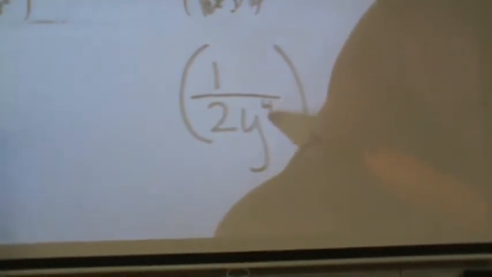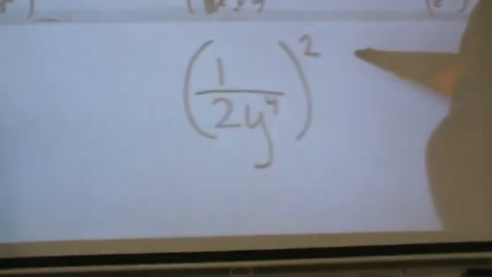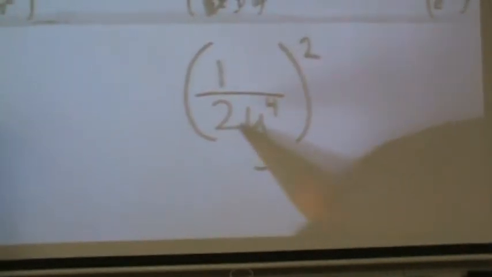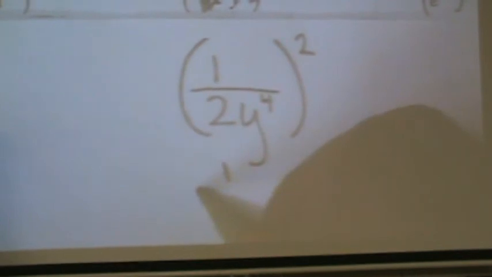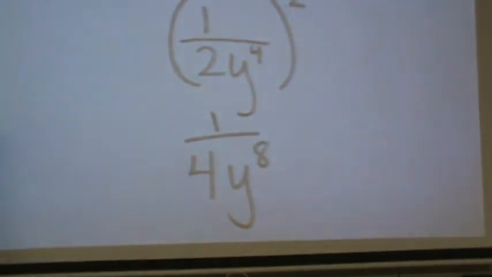And what about the y's? You're going to bring this one down, you flip that. What does it become? Can you do it in your head? Y to the 4. Yeah, you got it. So now we're going to square these 3. What is 1 times 1? 1. What's 2 squared? 4. And what's y to the 4th squared? Y to the 8. Yep, there's your answer.